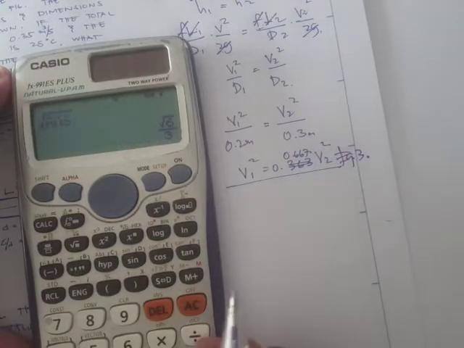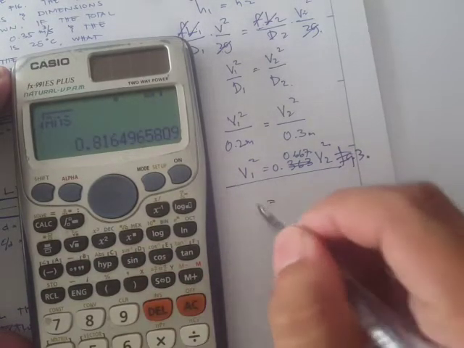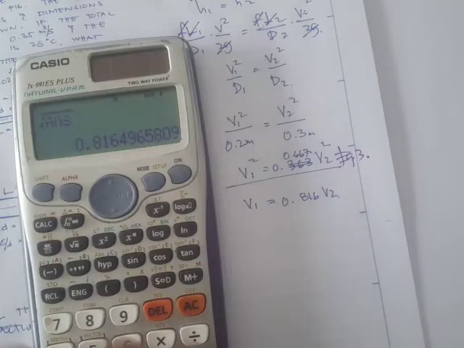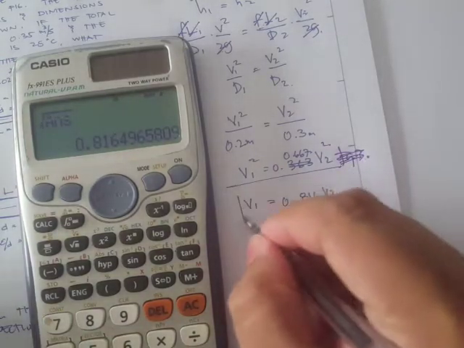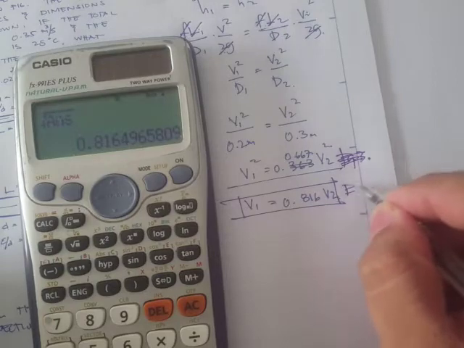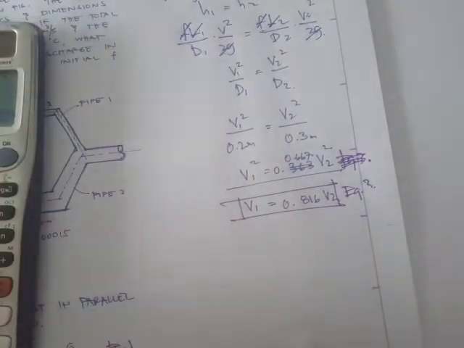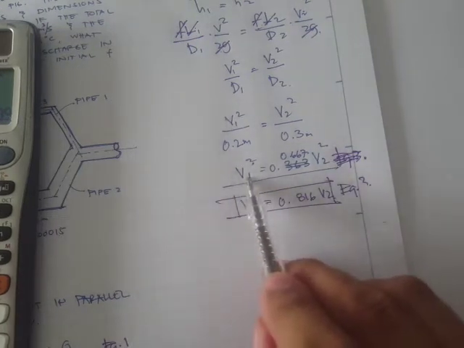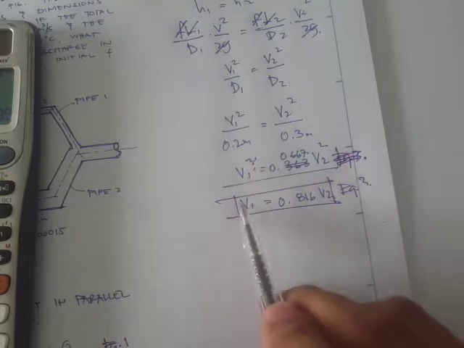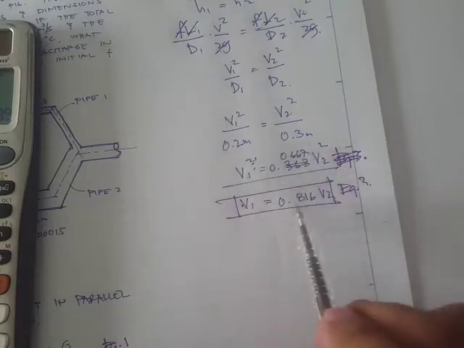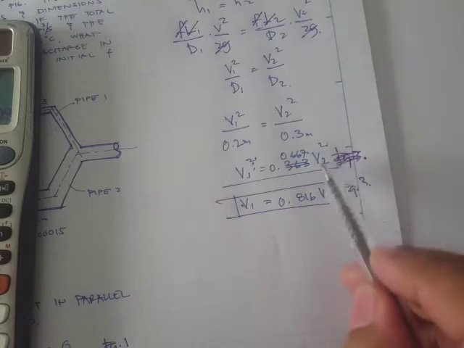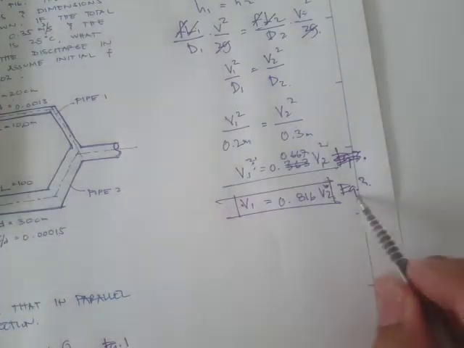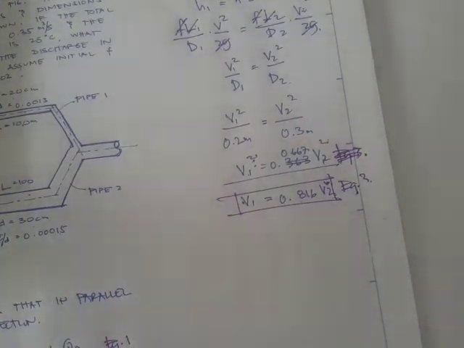Now, if we take the square root, this is v sub 1 is equal to 0.816 v sub 2. Okay, so this will be our equation number 3. From v squared, if we take the square root of both sides, then v sub 1 squared will reduce to v sub 1, this one will be 0.816, and the square of v sub 2 will just reduce to v sub 2. Okay, this is our equation number 3.